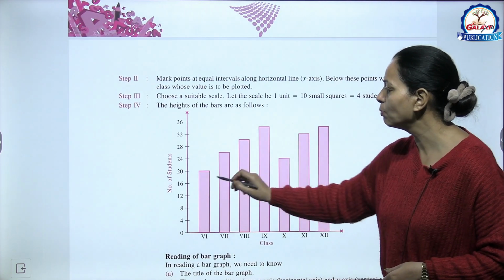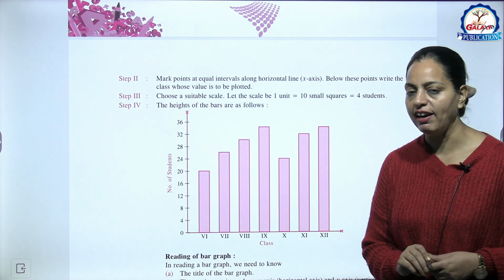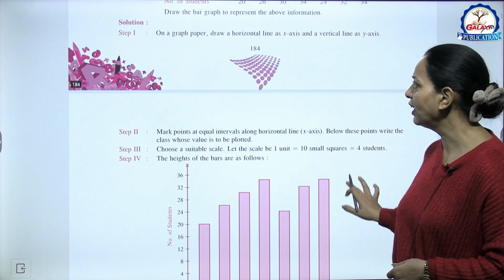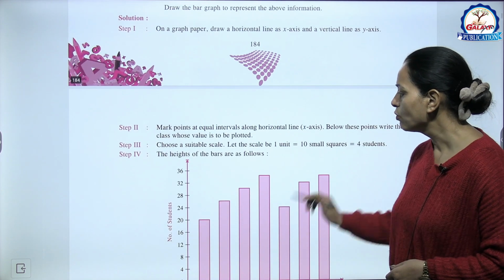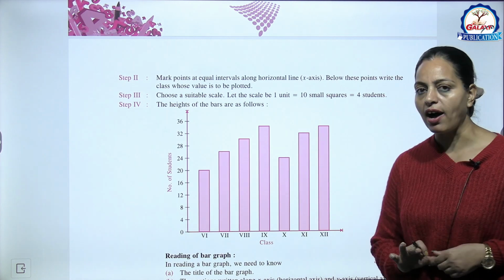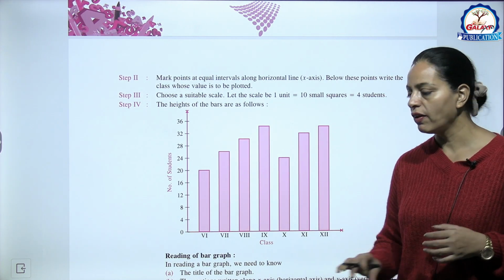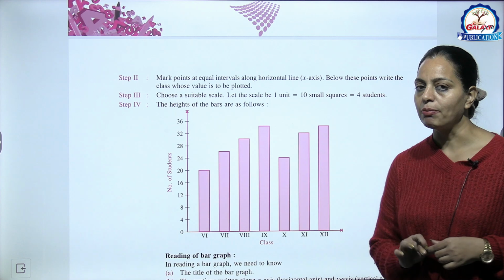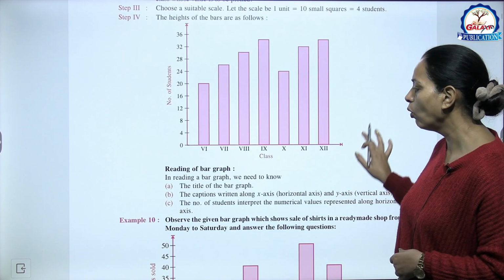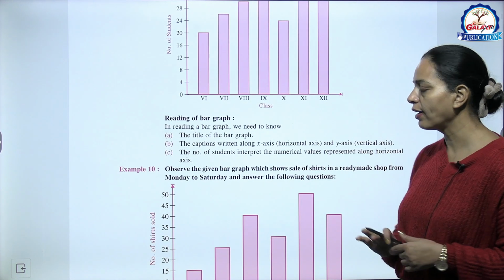So 26 is between 24 and 28. So this is 7th class. Similarly, 8th class, how many? 30. So like this, for all the classes we can draw the bars of equal width, and the space must be uniform between them, right? Now reading of bar graph.